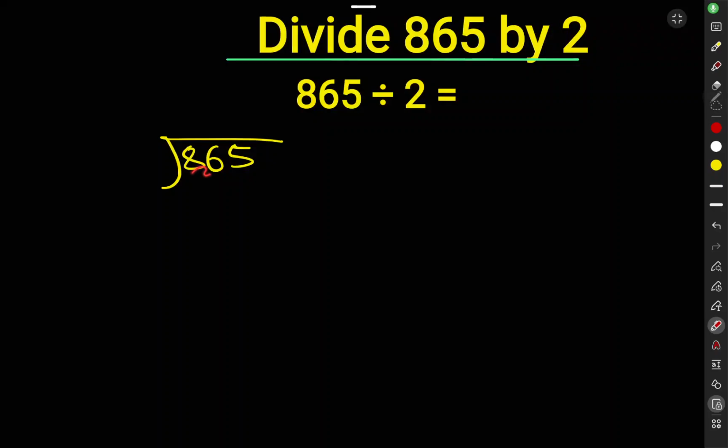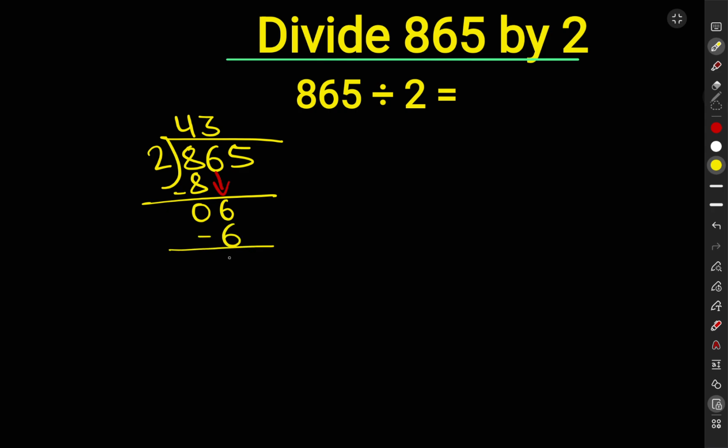Here we divide 865 by 2 in a long division method. So 2 times 4 is 8. On subtracting we get 0. So now we put down this 6 and 2 times 3 is 6.